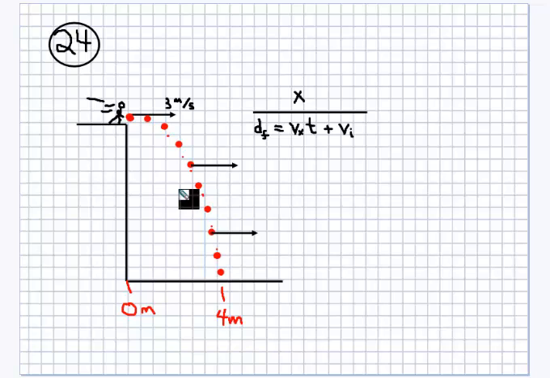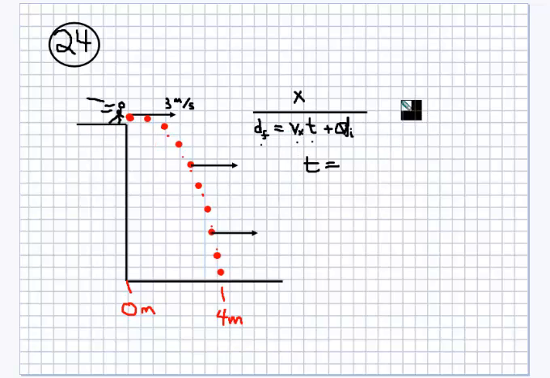Let's make that in black. Initial distance. There we go. Much better. So we know the velocity is positive 3. We know we can figure out the time in the air because we know the final distance is 4. So we can figure out the time in the air.